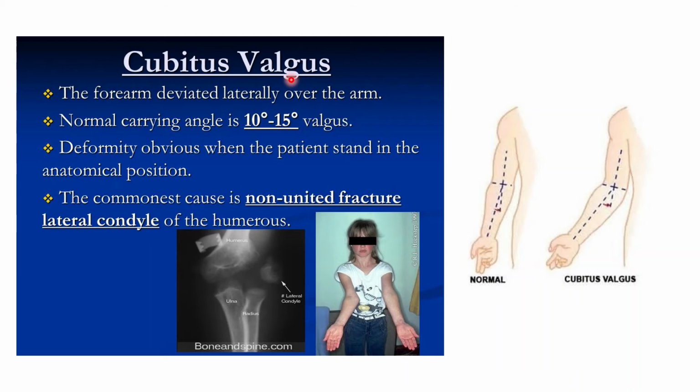In cubitus valgus, the word valgus, the L represents lateral deviation of the elbow. So cubitus valgus is a condition where the forearm is deviated laterally. There is hampering of the normal carrying angle, where we can make out that the carrying angle is decreased in cubitus valgus. The commonest cause is a non-united fracture of the lateral condyle of the humerus.